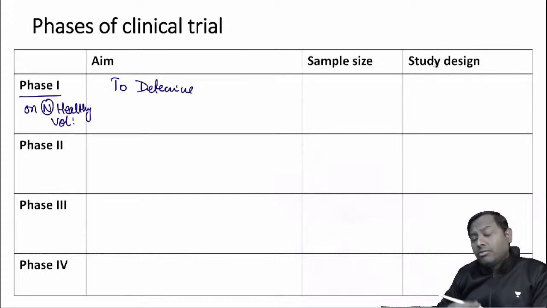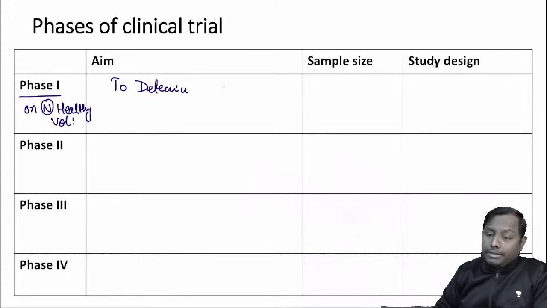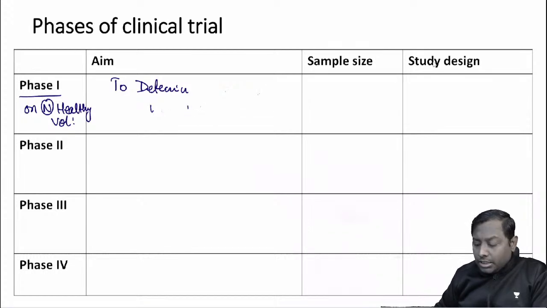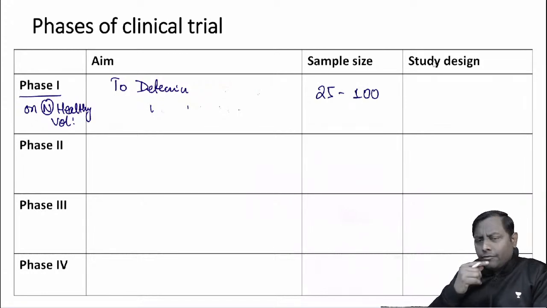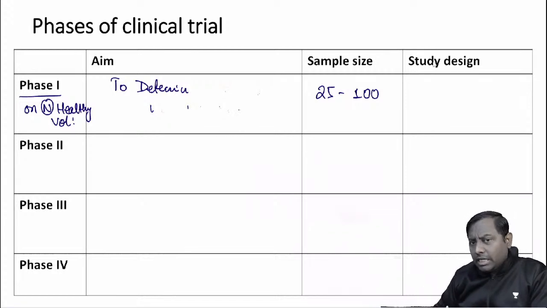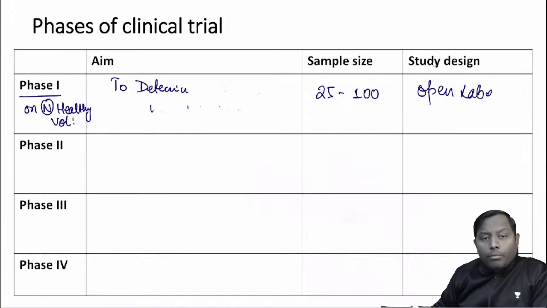Again, phase 1. Phase 1 में हम फार्मेकोकाइनेटिक स्टडी भी कर सकते हैं. We can also do pharmacokinetic study as well. Okay, what about the sample size, boys and girls? Sample size for phase 1 will be around 25 to 100. However, the recent Goodman Gilman 14th edition has changed the number to 10 to 100. So even as few as 10 you can take, 10 to 100. Study design, it will be an open label study.